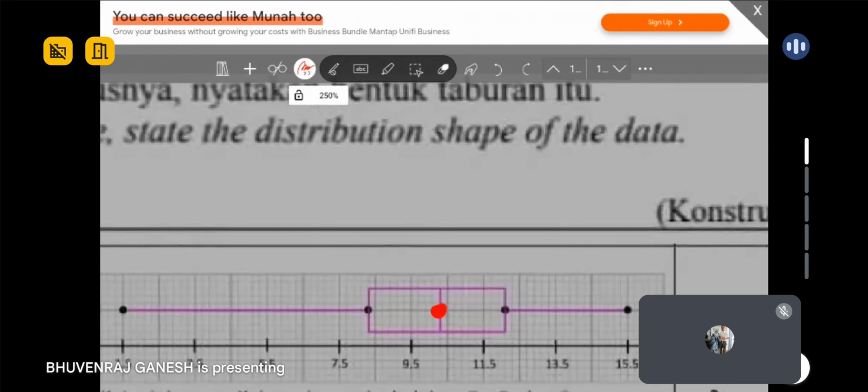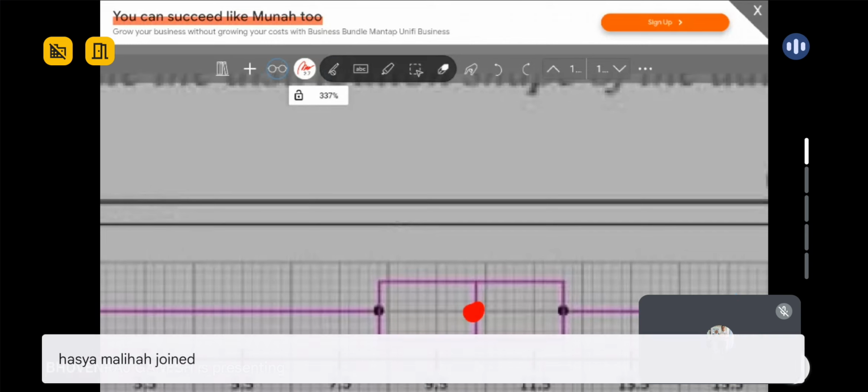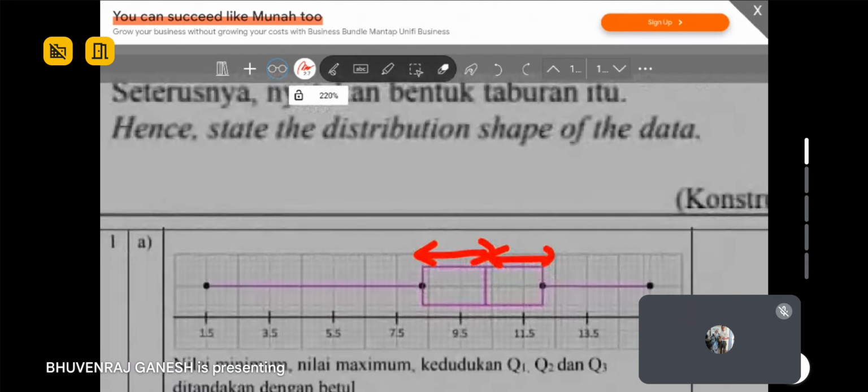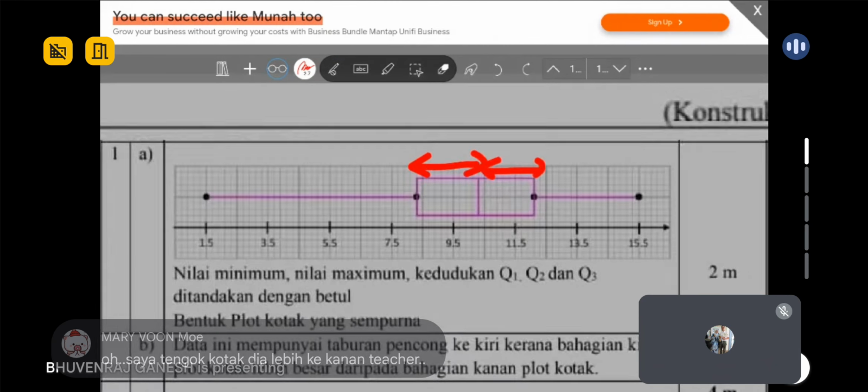Okay, so if you want to compare the box, actually the left hand side is also bigger. Can you see, guys? Yang ni lebih besar berbanding yang ni. Betul? See carefully. Okay, you can see the distance. This is longer compared to this one. Am I right? So definitely left skewed lah. Confirm pencong ke kiri. Okay, so your answer will be left skewed.